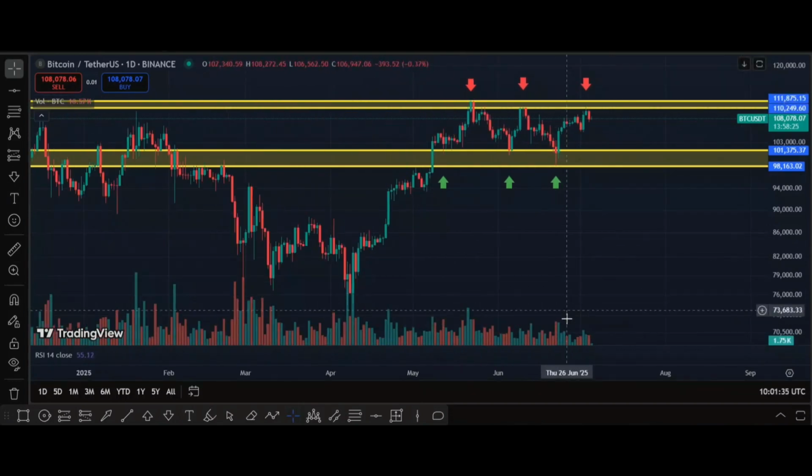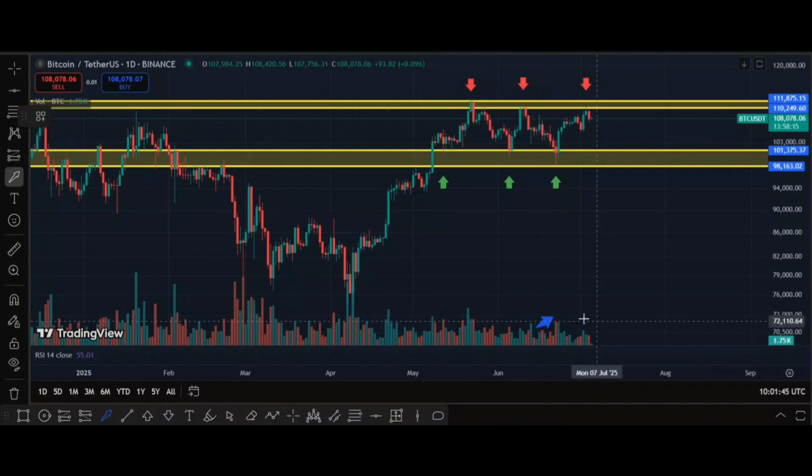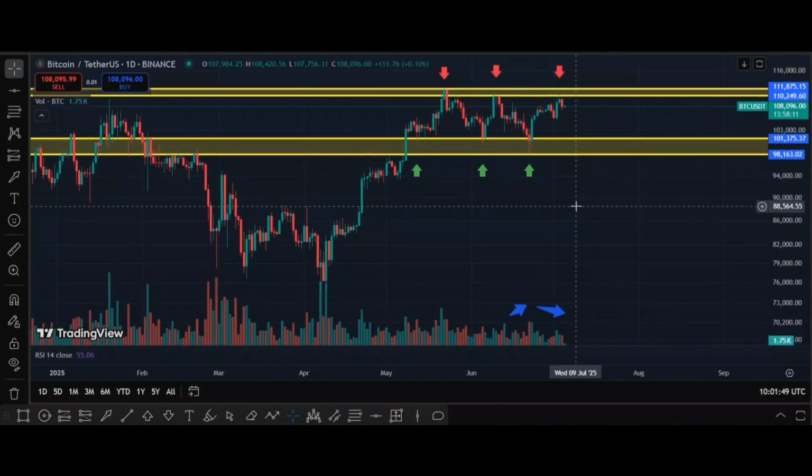Support. The floor. Around $98,163.02. Don't fall through. Resistance. The ceiling. Around $111,875.15. Can we break through? Watch these lines like a hawk. Breakouts are where the party's at.